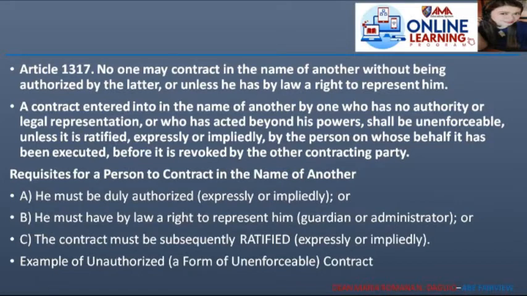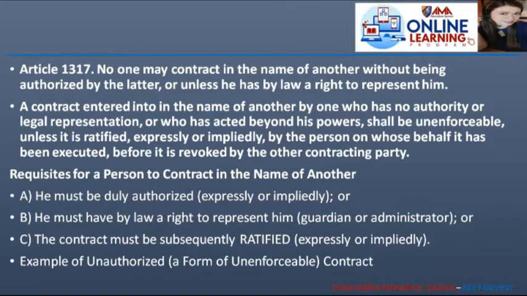So, it can be expressly or impliedly. So, pag sinabing expressly, tahasan mong sinabi. Pag implied, parang yung actions niya, somehow magpapakita na umokay na siya. Hindi man niya tahasang sinabi, pero yung actions niya, yun yung magsasabi. So we call that impliedly. Pahiwatig yon. I got the word, class. May pahiwatig. So requisites for a person to contract in the name of another. So kailan lang meron kang karapatan na gamitin ang pangalan ng iba?